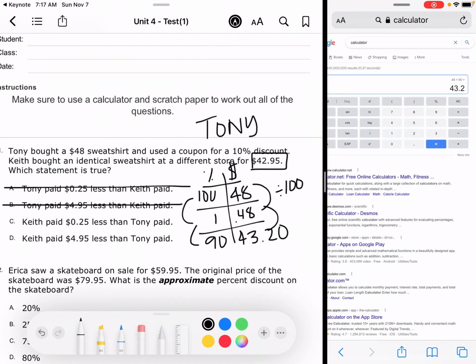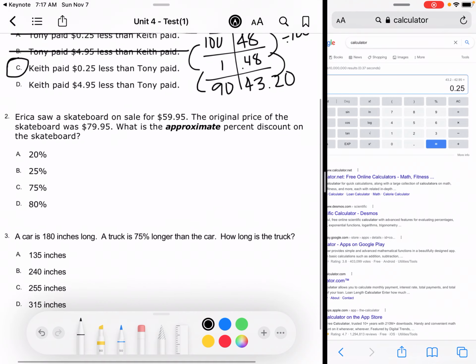So it has to be either C or D. And then I'm going to subtract $42.95. And I get 25 cents. So Keith paid 25 cents less than Tony.